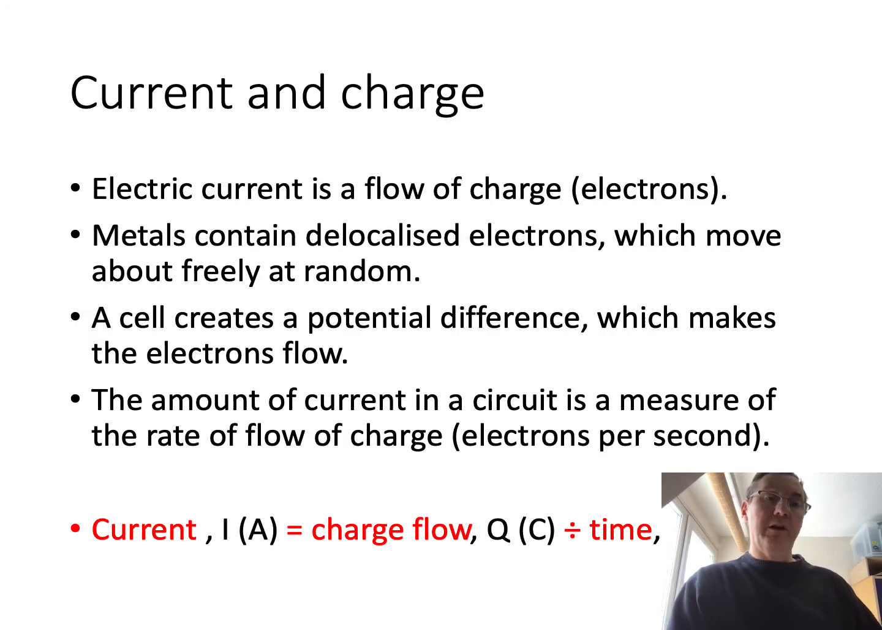So just remembering what we learnt about current and charge, electric current is a flow of charge, and the charged things that are moving in a circuit are electrons. And metals are really good conductors because they've got these things called delocalized electrons, and the point about them is they can move freely in the circuit. So a cell, which is our source of energy, creates a potential difference, so a push, which makes the electrons flow around the circuit. And we had that formula, didn't we?